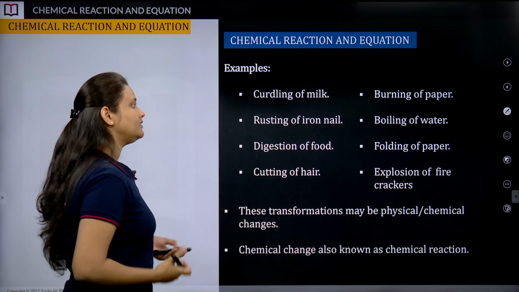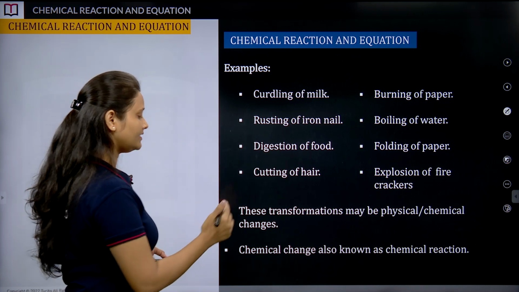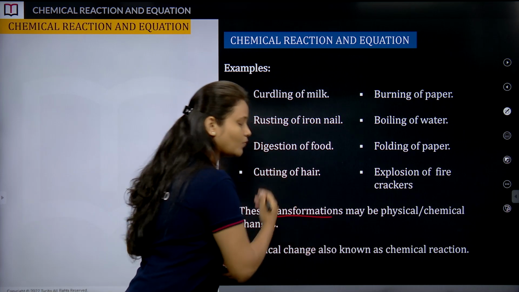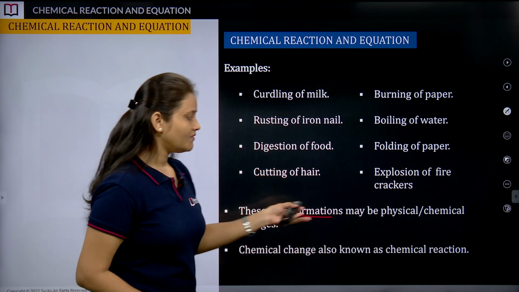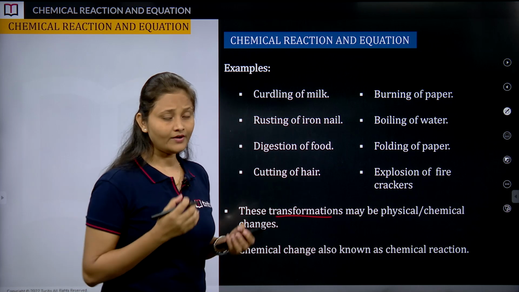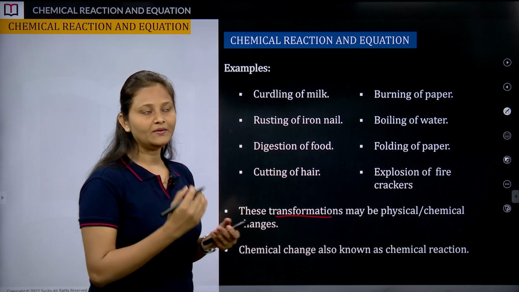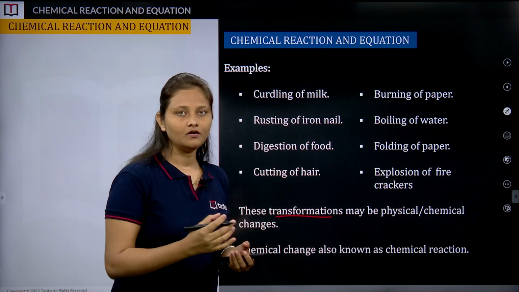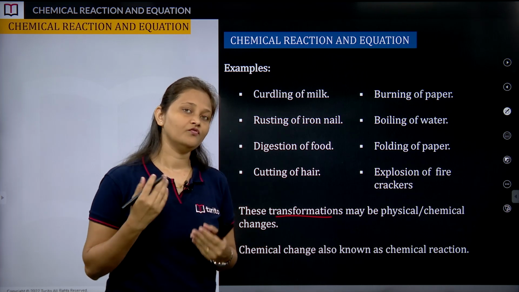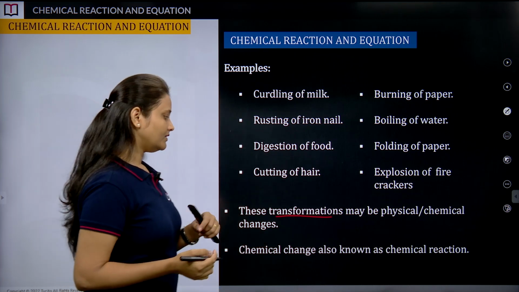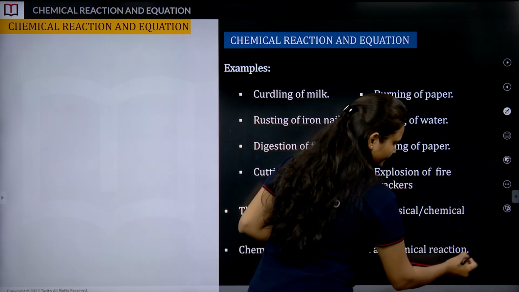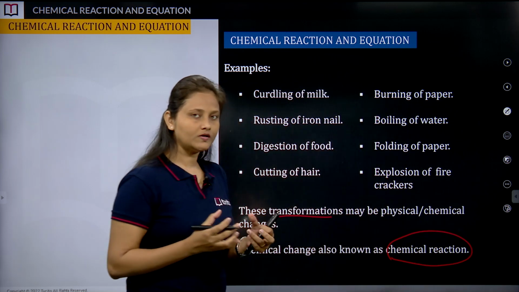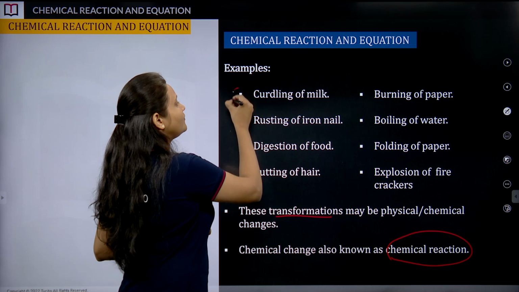So these are the changes, or these are the transformations from one substance to another. Maybe physical and chemical, that is what we have talked about. Though we are making these changes happen, it can be of physical type or it can be of chemical type. Chemical changes are also known as chemical reactions. Here all our focus is on chemical types of changes.